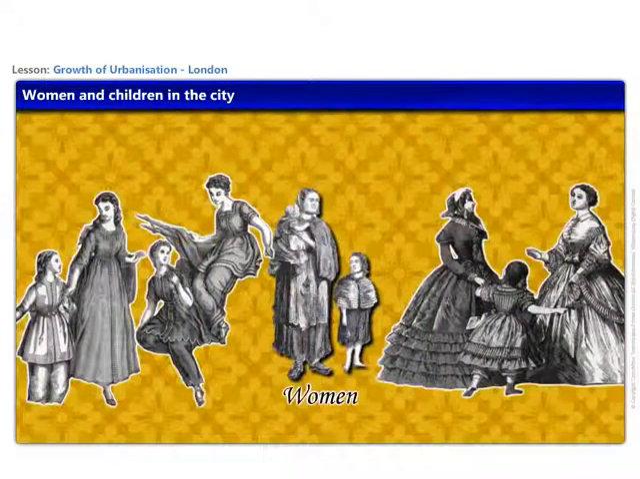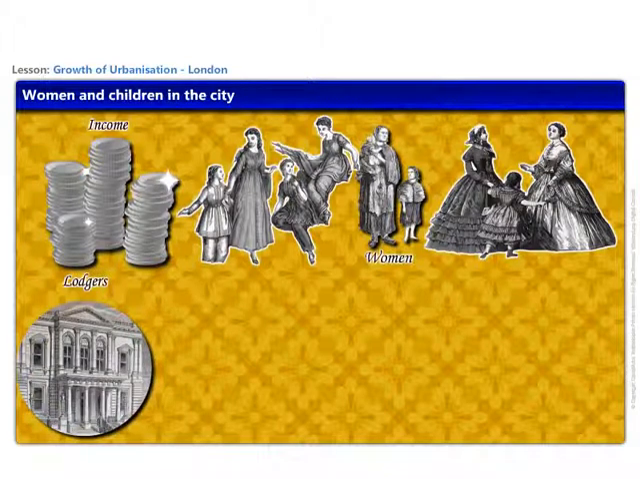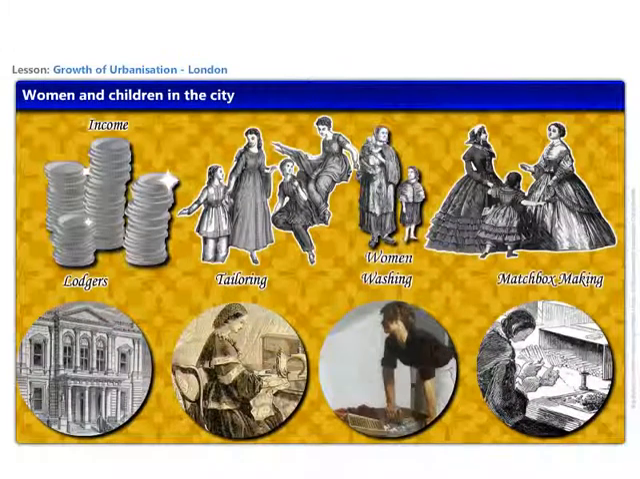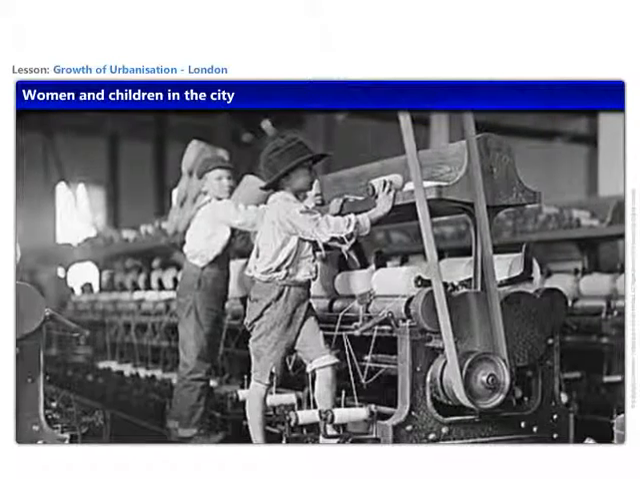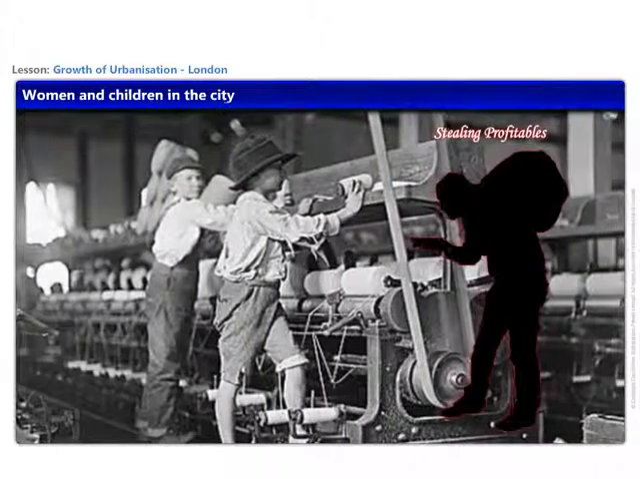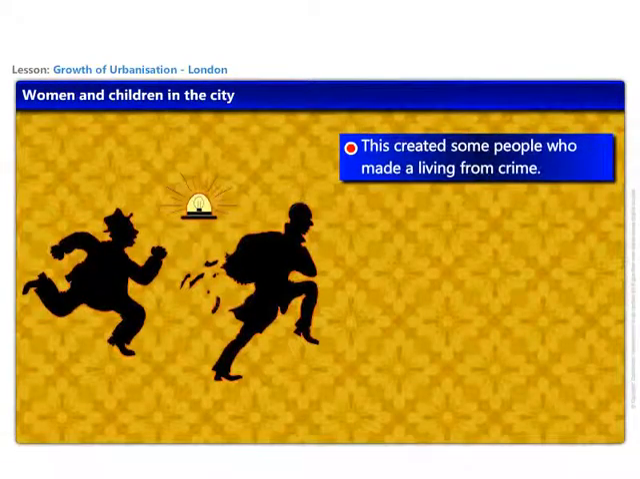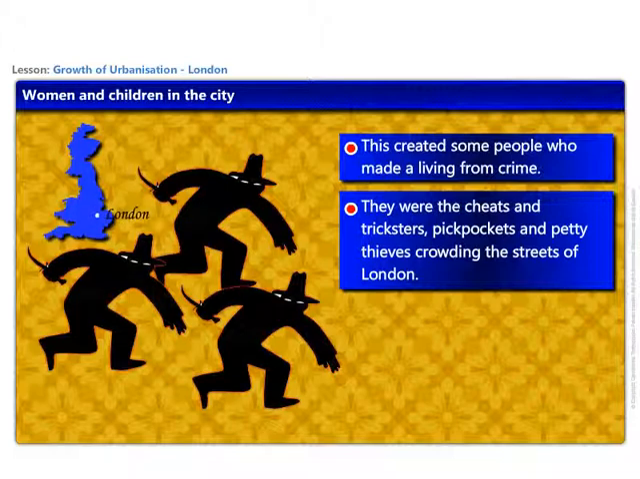Large number of women tried to increase family income by taking in lodgers or other activities such as tailoring, washing or matchbox making. Large numbers of children were pushed into low-paid work, often by their parents. Thus, they found crime such as stealing more profitable than low-paid work. This created some people who made a living from crime. They were the cheats and tricksters, pickpockets and petty thieves crowding the streets of London.